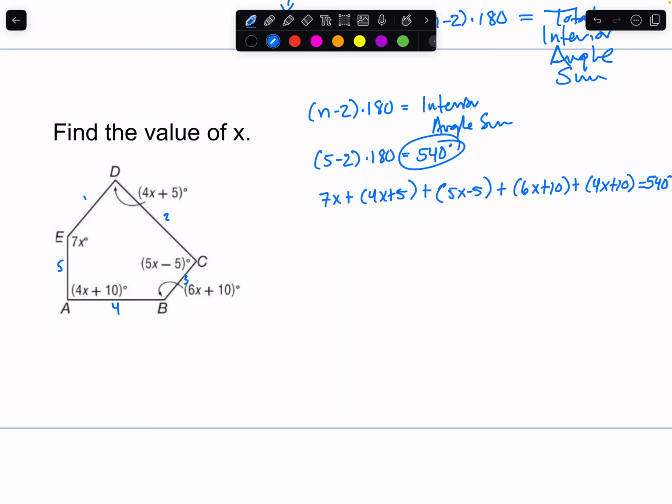Notice how this pentagon is not a regular pentagon. All the sides and all the angles don't have to be congruent. It does not have to be a regular pentagon. Any pentagon will always add up to 540 degrees.